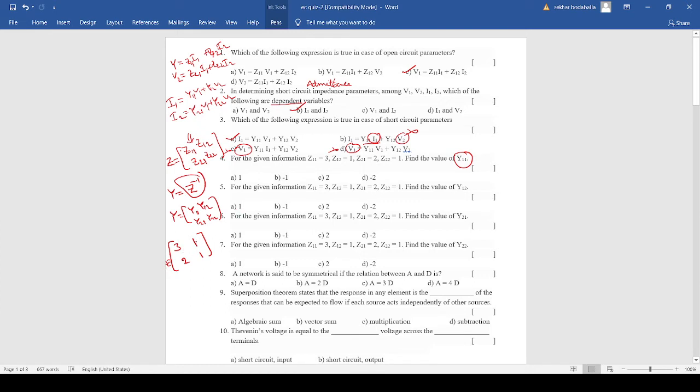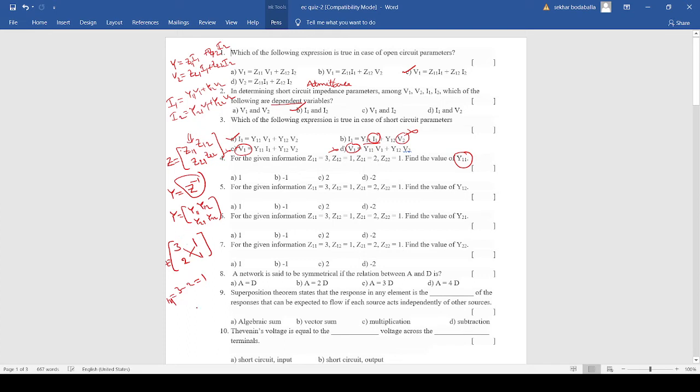How can you find the determinant of this matrix? AD minus BC. So 3 into 1 is 3, minus 2 into 1, that is 2. So 3 minus 2 is 1. So the determinant of this matrix Z is 1.